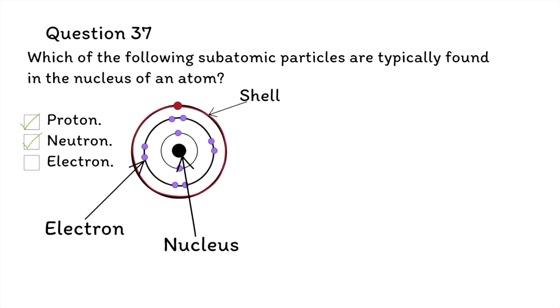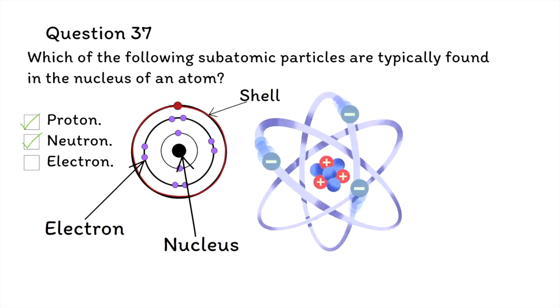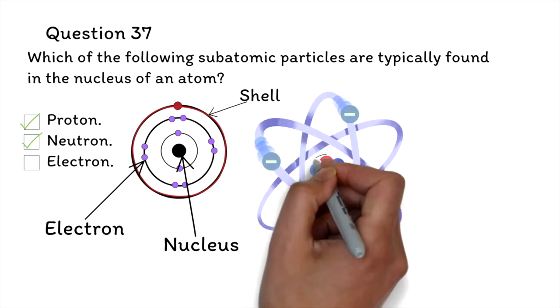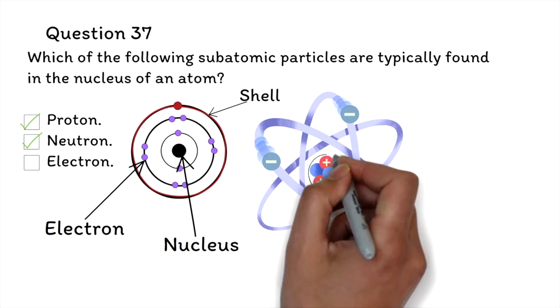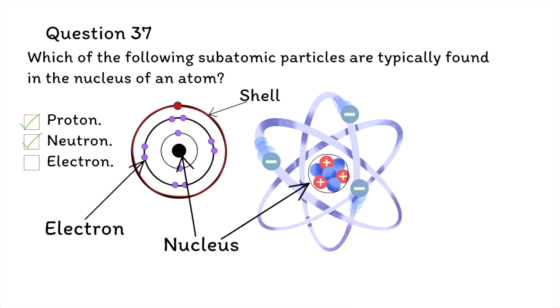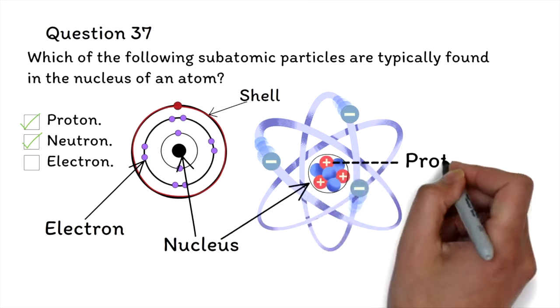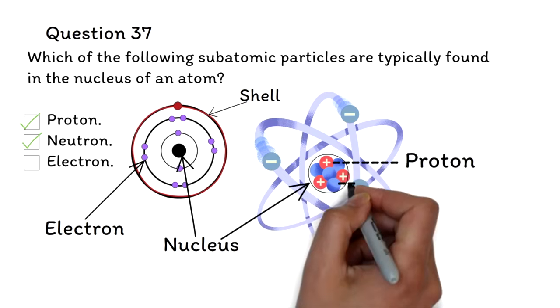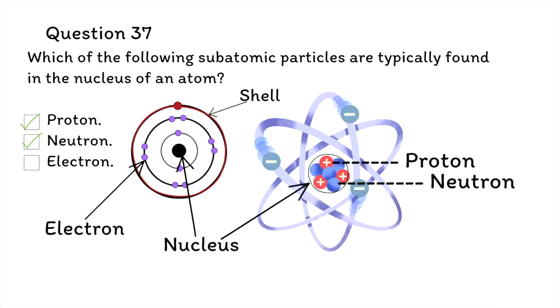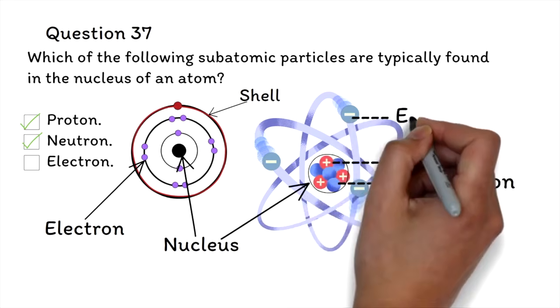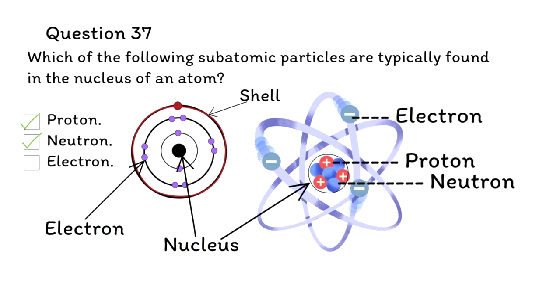In the previous question, we used a simple diagram to represent an atom because we only cared about the shells. This diagram here is a better representation of an atom. Both protons and neutrons are typically found in the nucleus of an atom. Protons have a positive charge, while neutrons have no charge. They are neutral. Electrons, on the other hand, are not found in the nucleus but orbit around it in energy levels or shells.